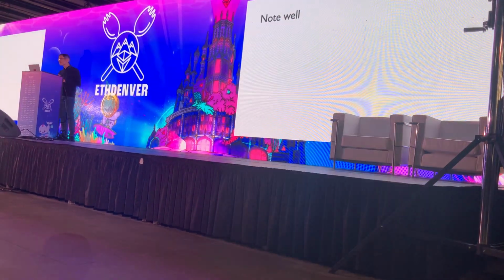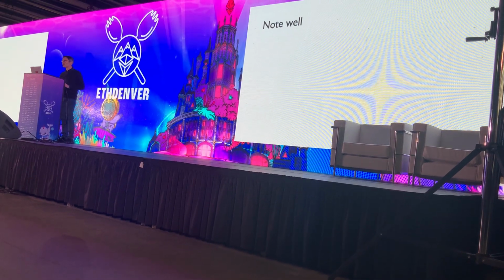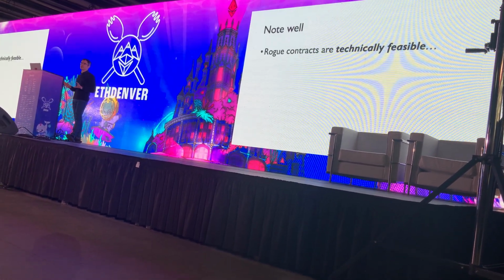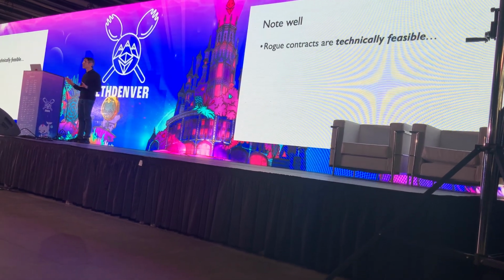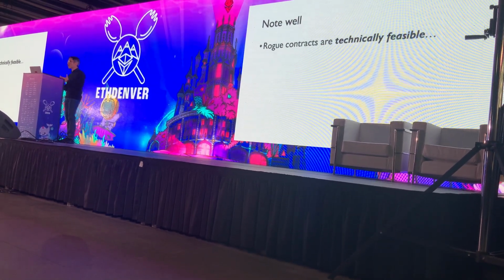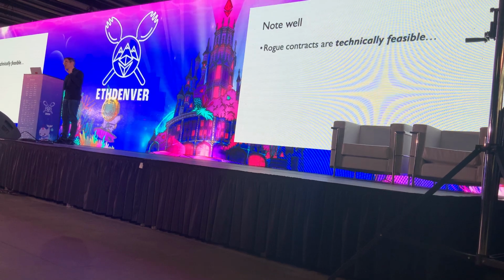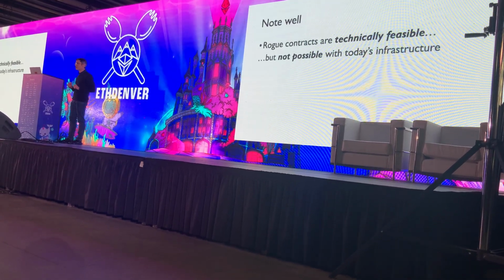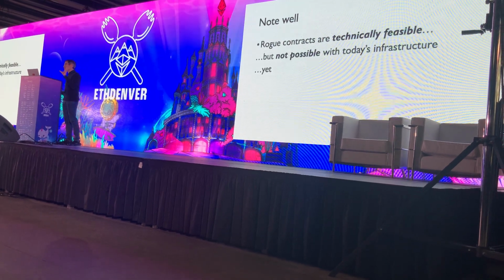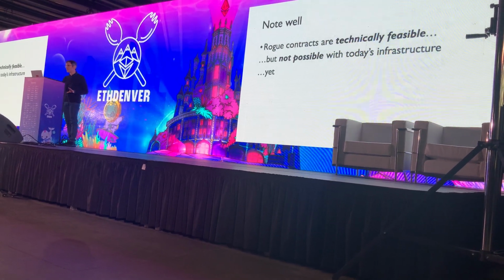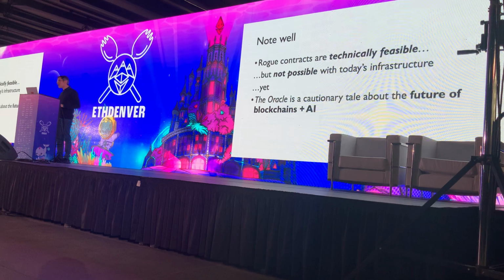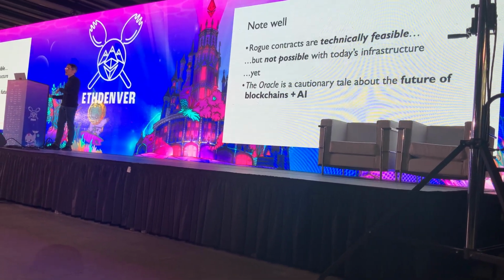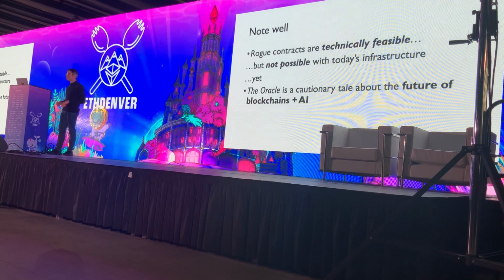I want to make a few remarks. First, rogue contracts of the type that I described are technically feasible, thanks to the advent of ChatGPT and other powerful LLMs. But happily, they're not possible with today's infrastructure. We have time. Not possible yet. So, the novel is, among other things, a cautionary tale about the future of blockchains and AI.